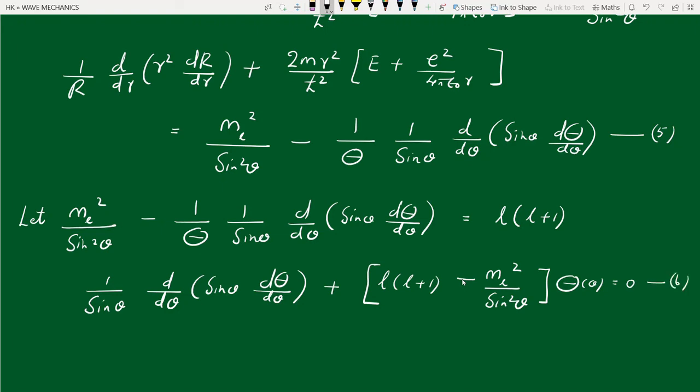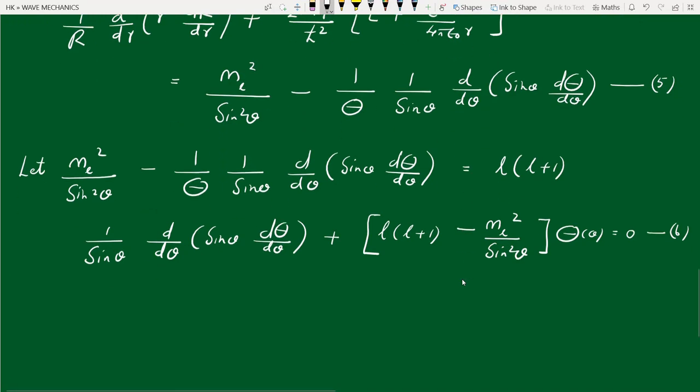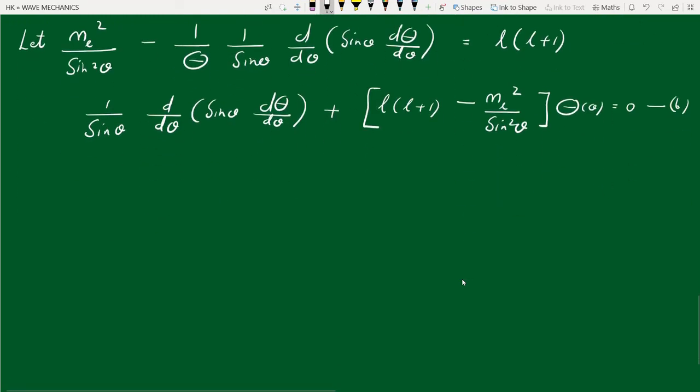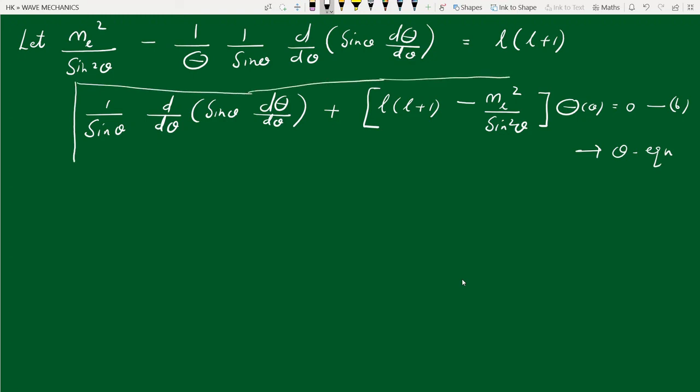Look at this equation. It depends only on theta, and this equation I will call the theta equation. This is our theta equation. So we have again done the separation of variables into the second ordinary differential equation, which we call the theta equation.